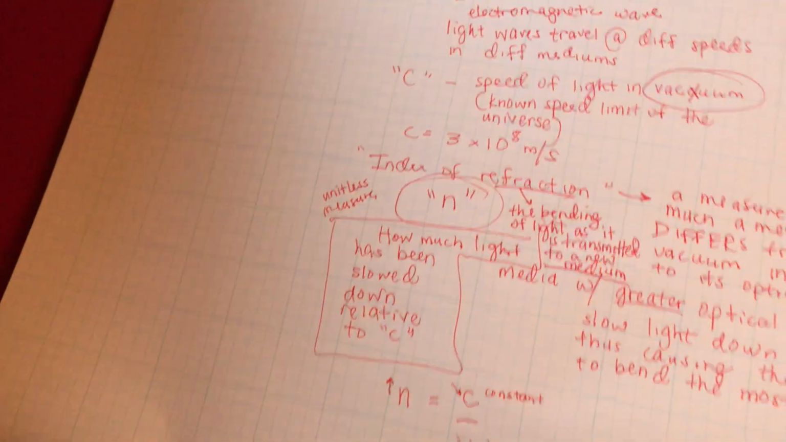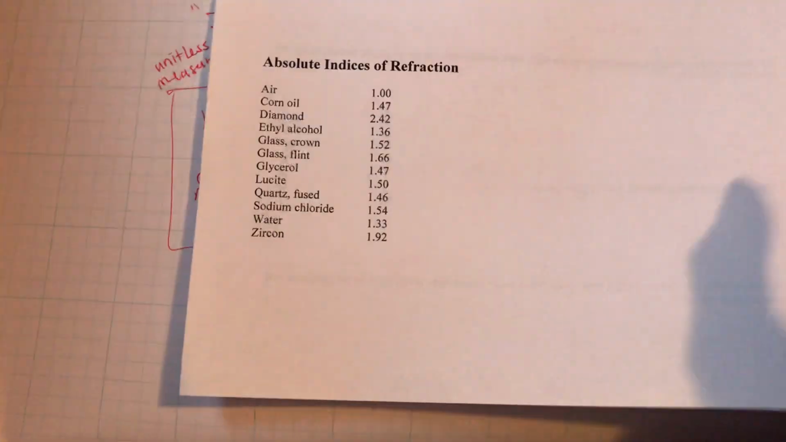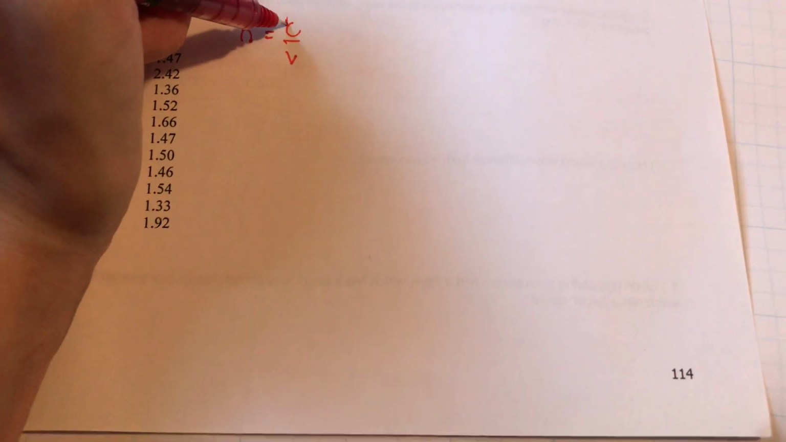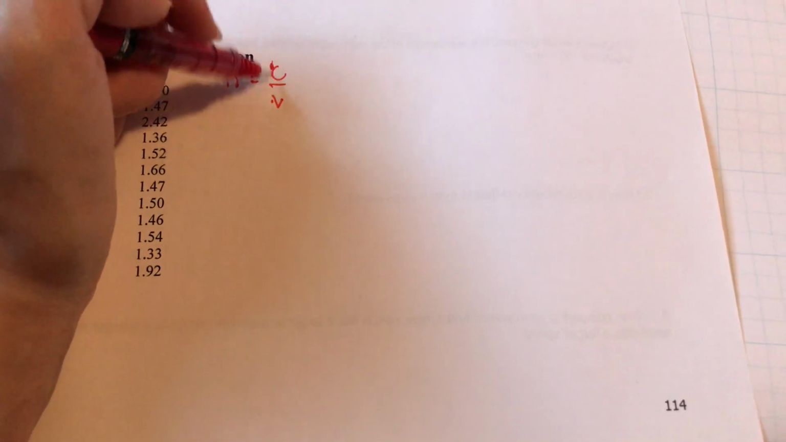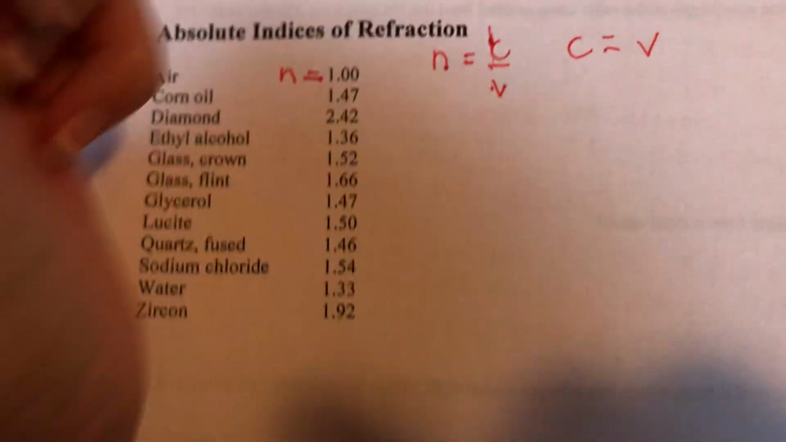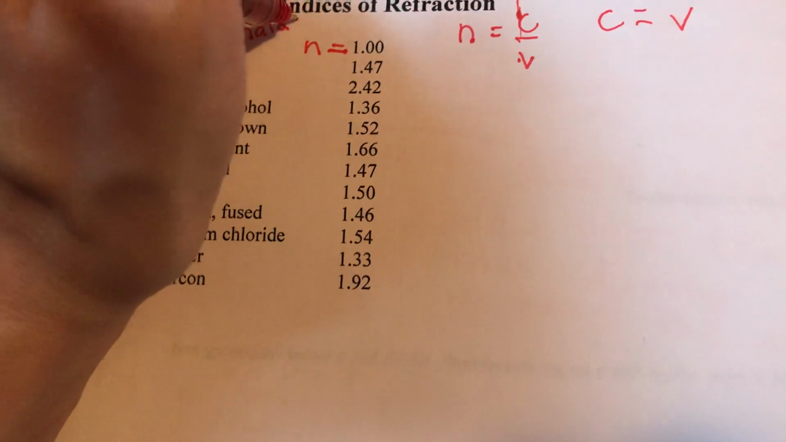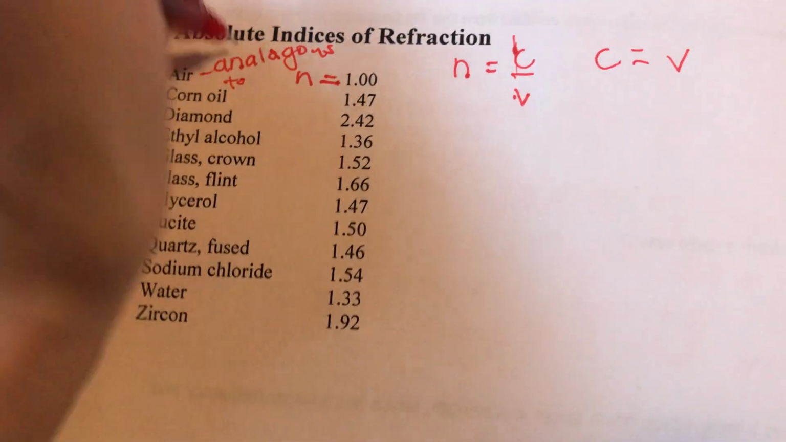Okay, so for example, I'm going to show you some indices of refraction. They can be found on your reference table. I'm going to show you this list right here. So as you can see, air has an index of refraction of 1. So if n equals 1, but n is equal to c over v, then that means that the ratio between the speed of light in a vacuum and the speed of light in air is 1. What that means is c equals v, meaning that the air is almost analogous to a vacuum. Okay, so let's make a note that air is analogous to a vacuum.